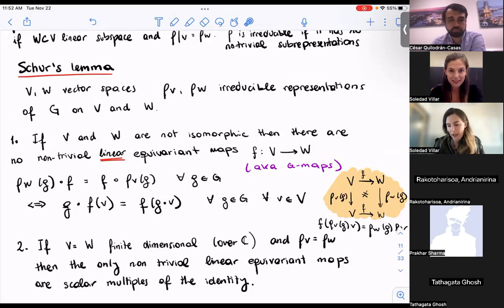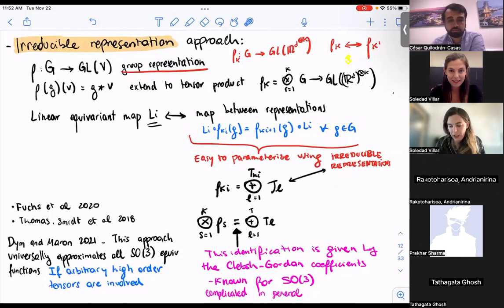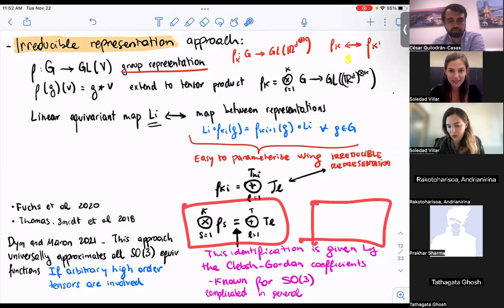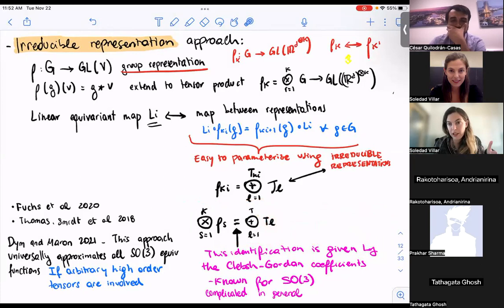So basically, if you have two spaces, you do these decompositions for both spaces and look at the irreducible representations in both. If they are isomorphic, then you can map them, and if they are not isomorphic, then you cannot map them. That's basically how you define the equivariant linear maps. So the question is, how do you do this decomposition? And this is where the Clebsch-Gordan coefficients show up.